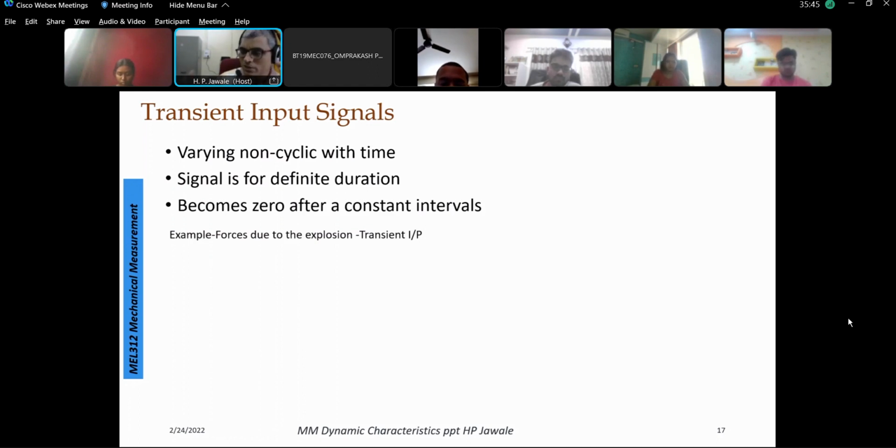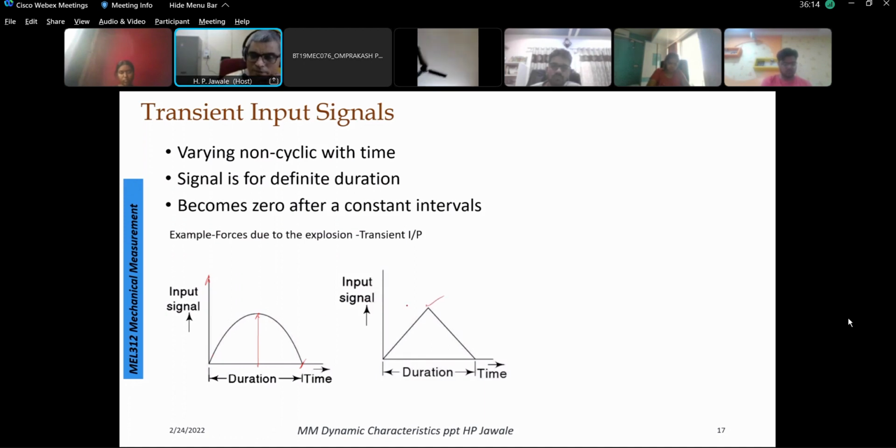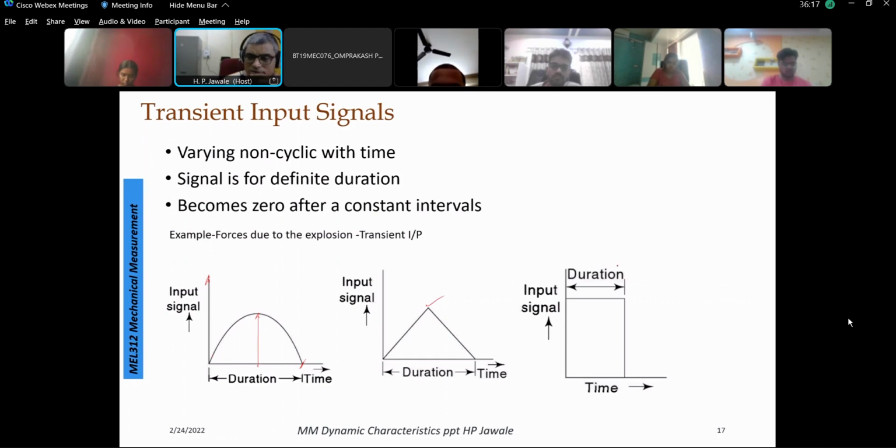If there is an explosion in a confined boundary of a system, and we measure the pressure or the forces, in that condition we find those are called a transient input. Here you can see the amplitude changing with respect to time. It comes to 0 at a certain interval of time, so the signal ends there, right? There can be different waveforms, triangular or rectangular and so on, which will be called transient input signals.